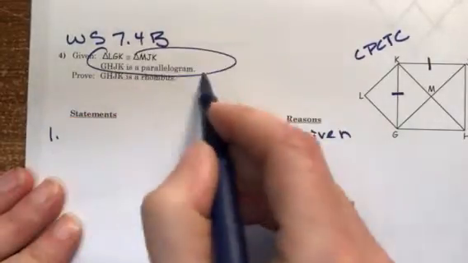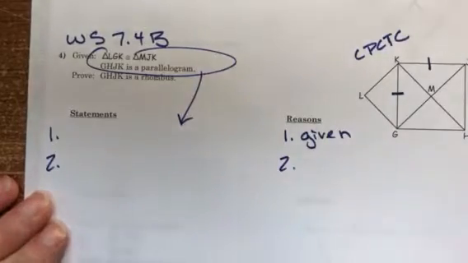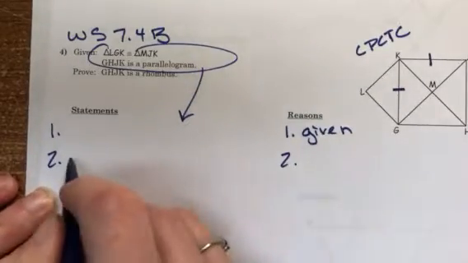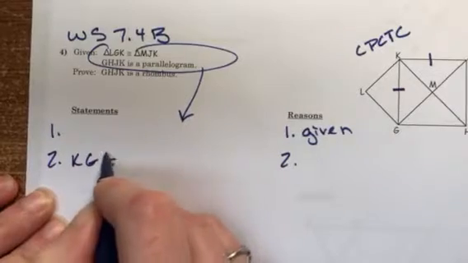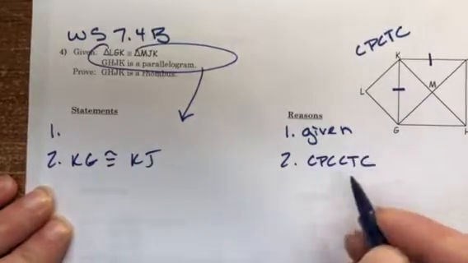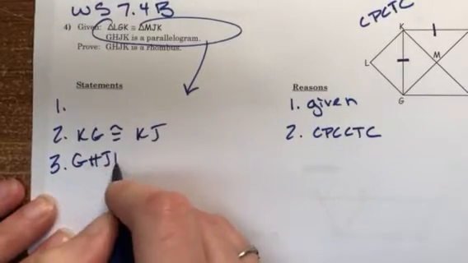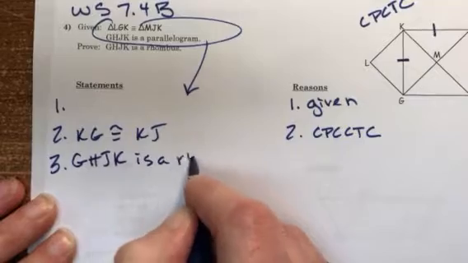I'm just going to circle it and put it down there. You should write it. Then I'm going to say that KG is congruent to KJ by CPCTC. And then I'm going to say that GHJK is a rhombus.